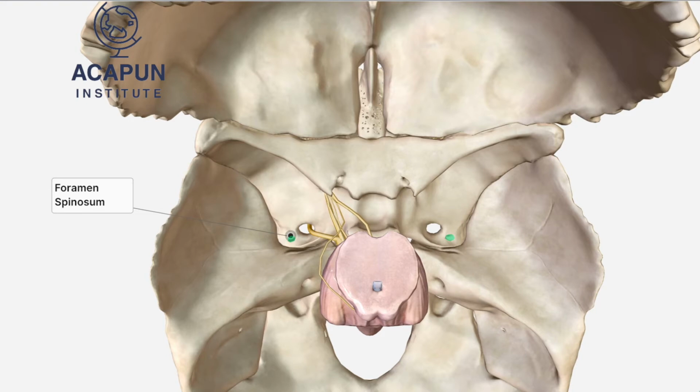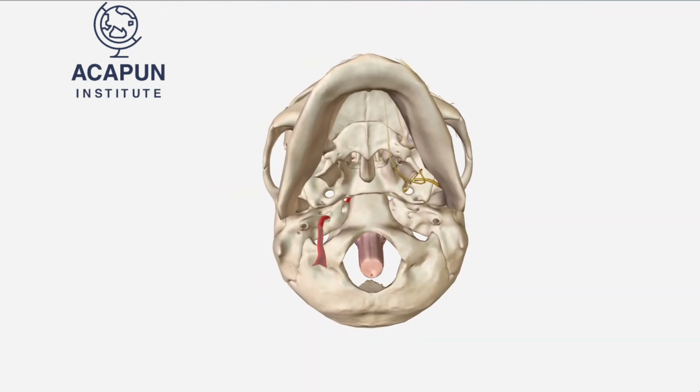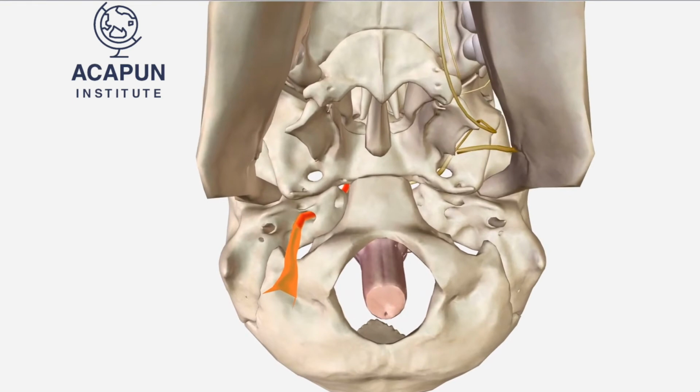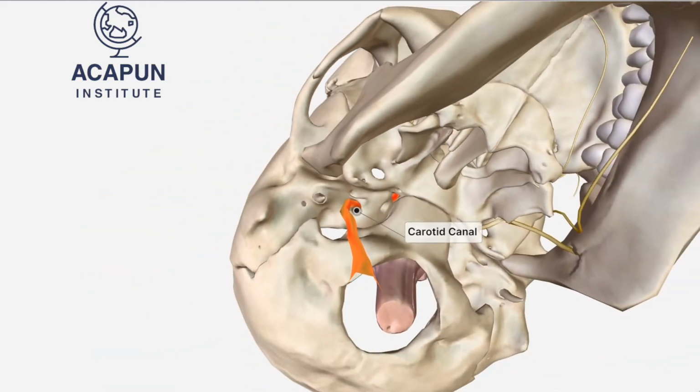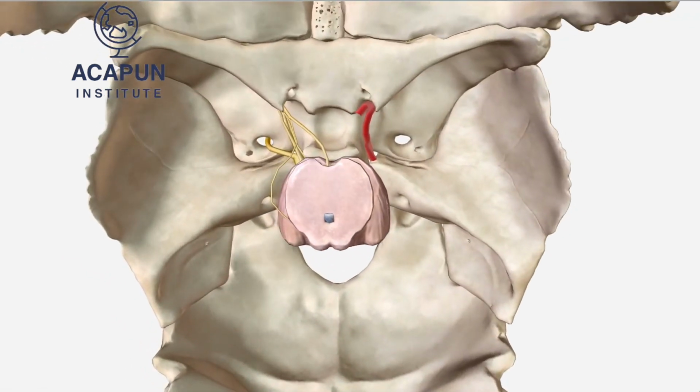The last two openings in the middle cranial fossa to mention are the Carotid Canal and the Foramen Lacerum. I've just switched to an inferior view looking at the external surface of the skull base. You can see how the internal carotid artery enters the temporal bone and passes into the Carotid Canal, which opens up internally, just posterior-medial to the Foramen Ovale, just next to the Foramen Lacerum.